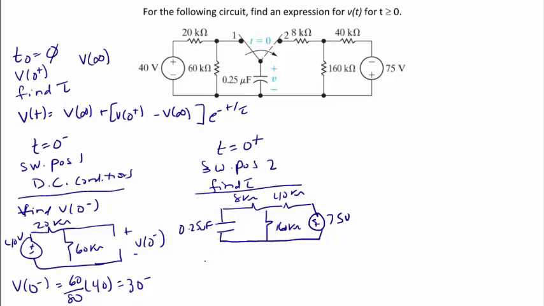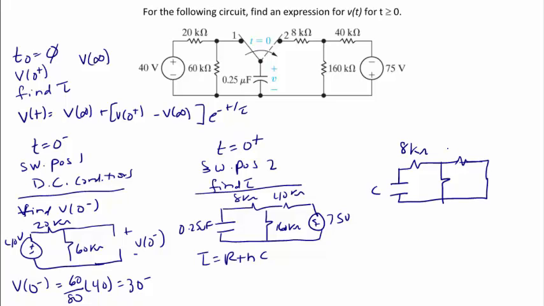Tau is equal to R Thevenin times C. The Thevenin equivalent resistance seen by the capacitor is found by turning off any independent sources. So in this case, if I turn off the independent source, I have the capacitor and I have the 3 resistors. And the voltage source is shorted out.